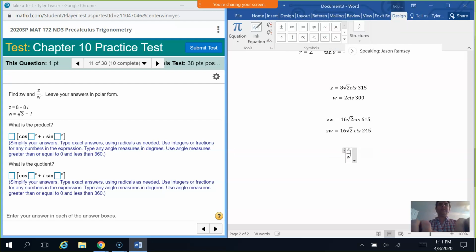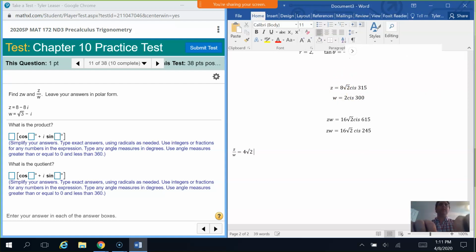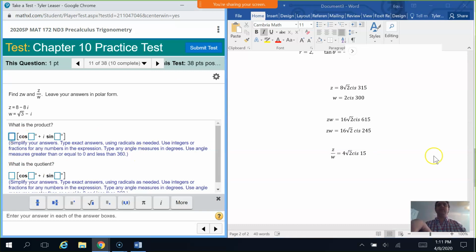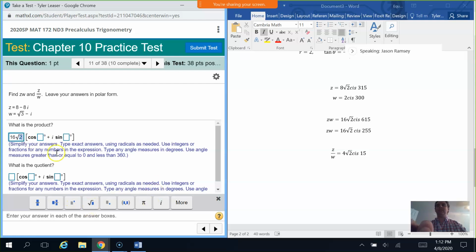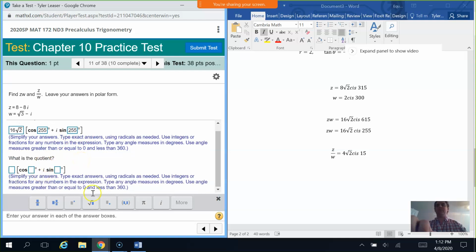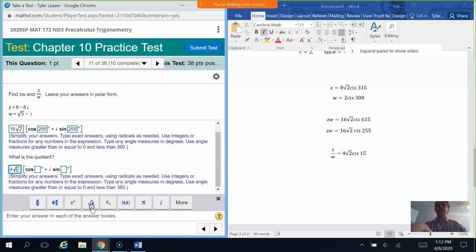And then z divided by w, very similar. We're going to divide the r values, which would be 4 root 2. And then subtracting the angles, 315 minus 300 is just 15. You say 255? Is it 255? Yep. Okay. So here we get the 16 square root 2 and then 255 for the cosine and the sine. The quotient was 4 root 2 and then just 15. Cool. So a little bit more work for that one, but still fairly nice answers.